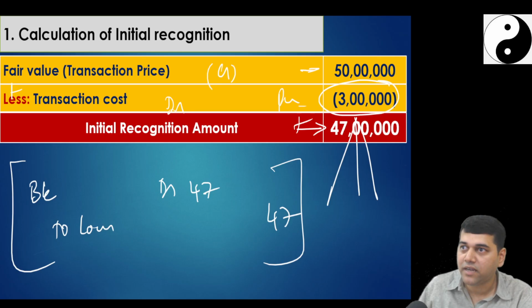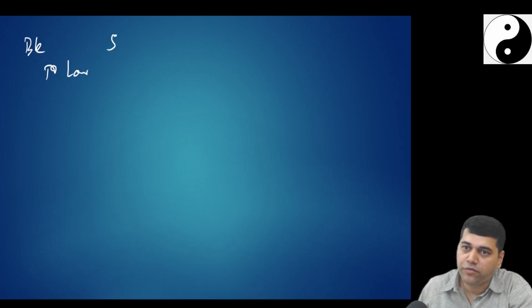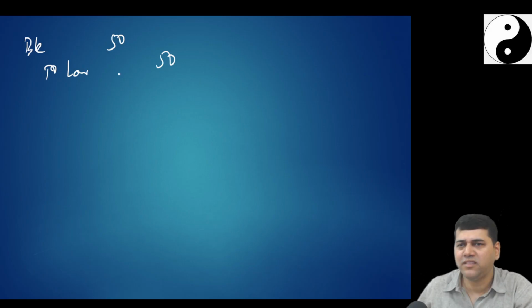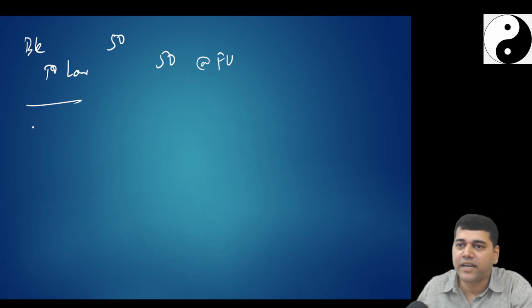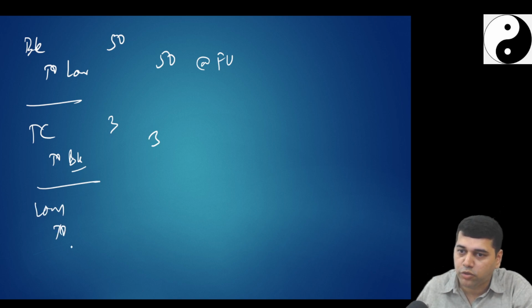Now you credit that. Okay, I'll split into 3 entries. My first entry will be bank account debit to loan 50. This is as per my normal logic at fair value. Then I incur a transaction cost, to bank 3. Bank debit here, bank credit here. You can say, sir, you can make it 47. Then I'll pass one more entry, loan account debit to transaction cost.